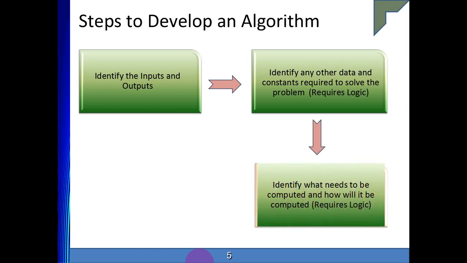Next, identify what needs to be computed and how it is to be computed. So now let's again take the average of the numbers. What needs to be computed here is the average of the three numbers. How does it have to be computed? First we have to add the three numbers, then we will divide by 3, because here we are talking about the average of three numbers.